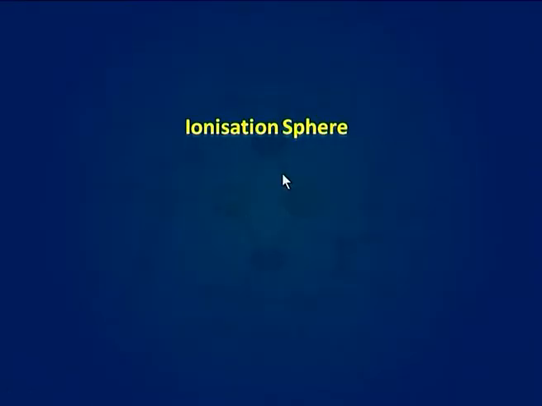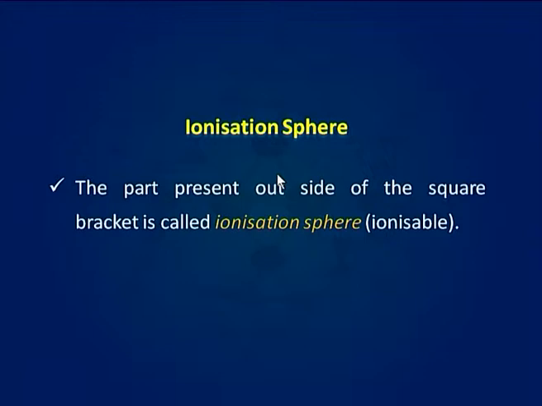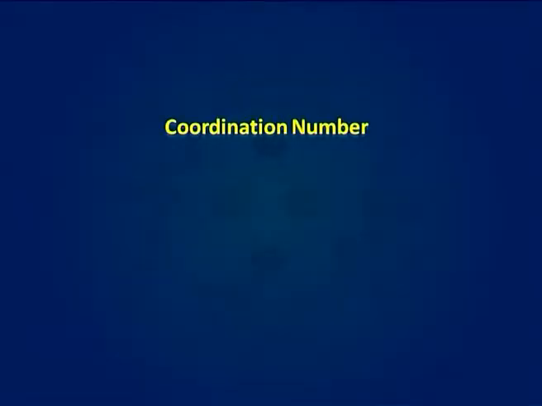Now we will define ionization sphere. The part present outside of the square bracket is called the ionization sphere. The ionization sphere is ionizable. To completely understand a coordination compound, we must also know what is coordination number.